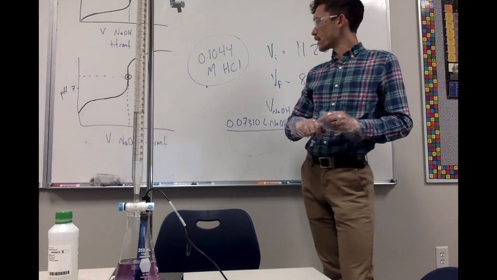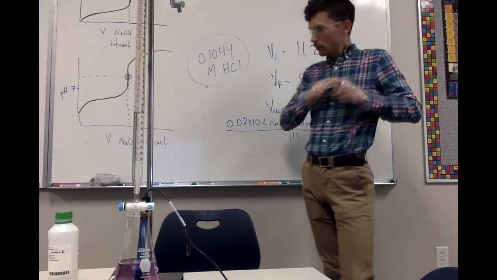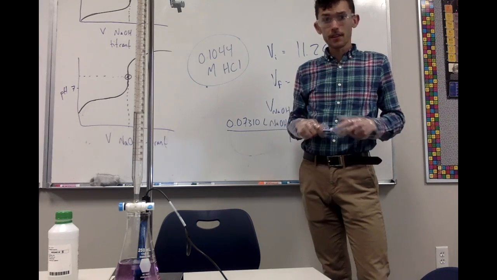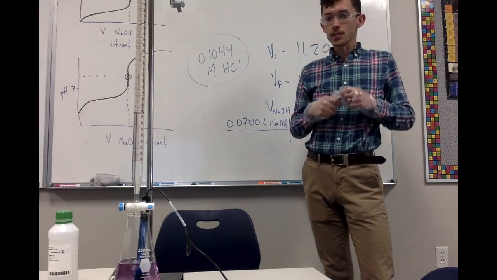So I'm getting 0.1044 molar HCl. Pretty dang close to the 0.1 that I thought, but a little bit elevated, and we've already listed some reasons for why that could be true.